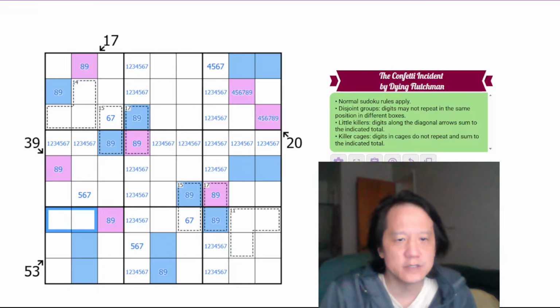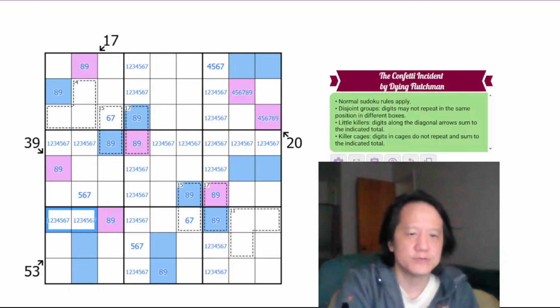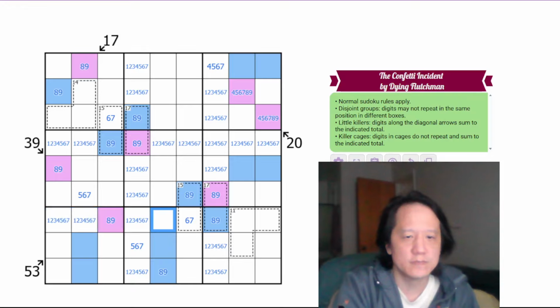The remaining digits in row 7 are 1 through 7. Remaining digits in row 6 are also 1 through 7. So are these digits. 53. So this is 1 through 7. 1 through 7. This could be 8 or 9. This could be 8 or 9. Okay.